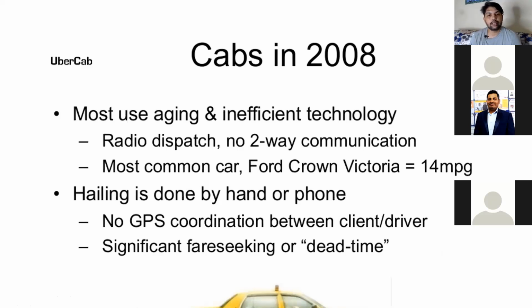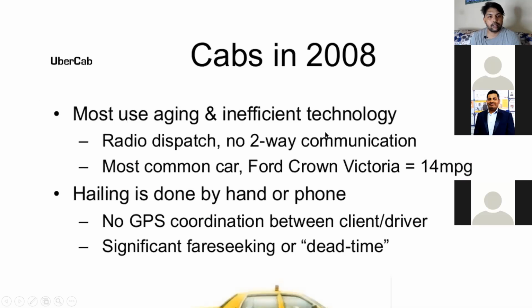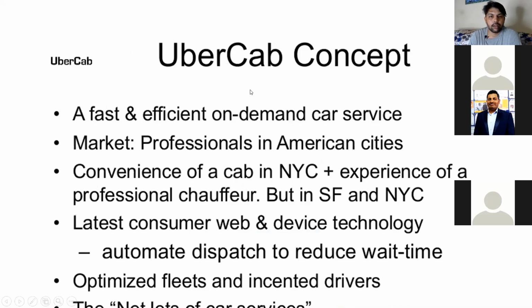So what is the cabs in 2000? They spoke a bit about the problem. Most are using inefficient technology, radio dispatches, and they also talk about the problem of that point of time. The second slide is also about the problem, how these taxis are booked and how they take the passengers and all.